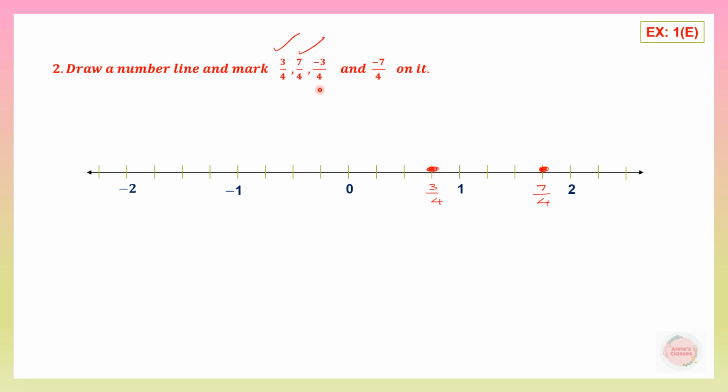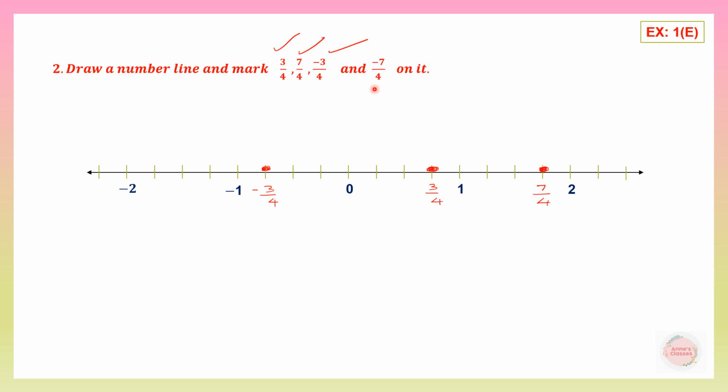Now the next number is minus 3 by 4. That means it's a negative number. It will be on the left side of 0. Minus 3 by 4. So this will be minus 1 by 4, minus 2 by 4, minus 3 by 4 is here. So let's mark that. So this part is minus 3 by 4. Let's write that. Minus 3 by 4. We finished that also. Let's go to the next one.